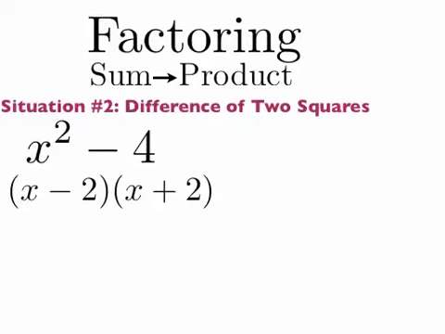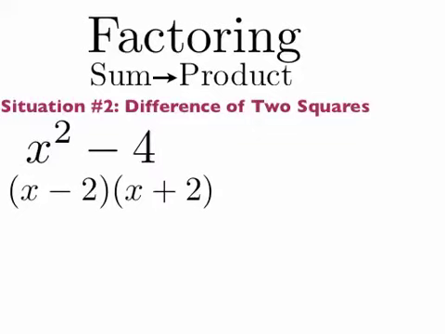So we have, this is going to be equal to x minus 2 times x plus 2. In other words, we have the sum of the square roots of those squares, x and 2, and we have also the difference of those square roots, so x minus 2.